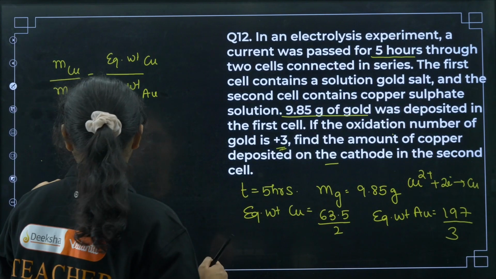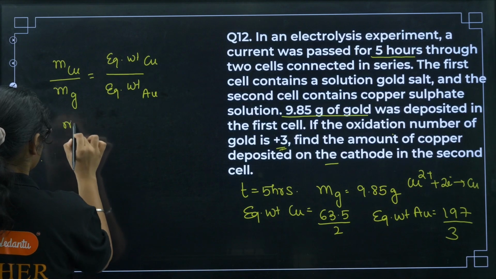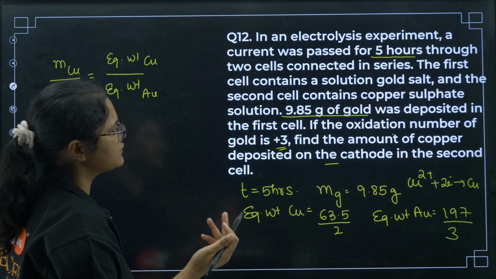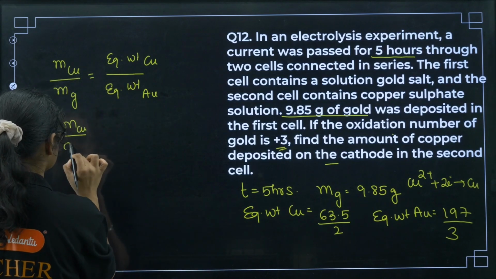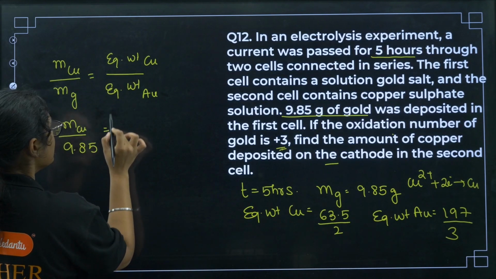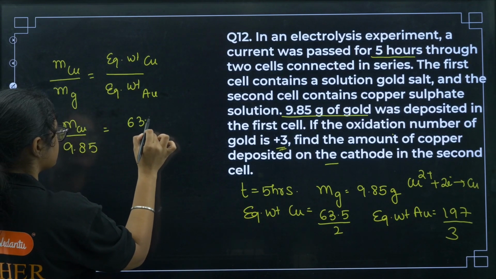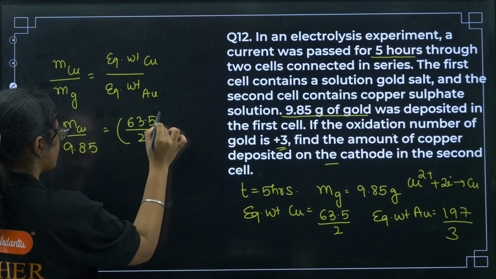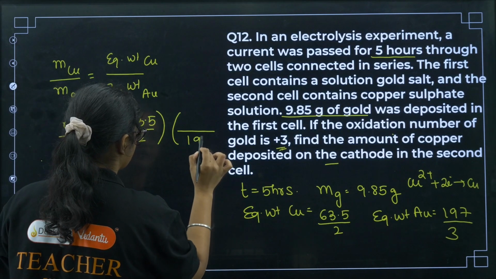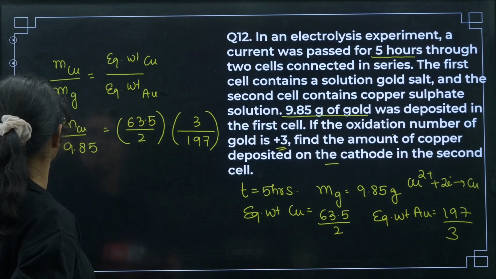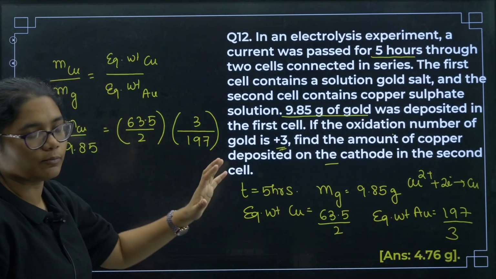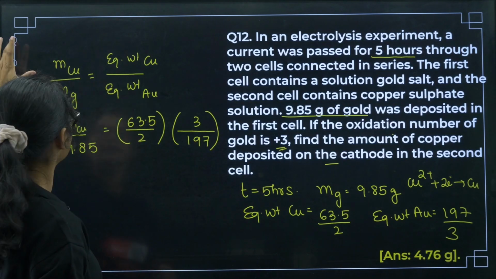So now we can substitute this value. The mass of copper I have to find out. The mass of gold deposited was 9.85 gram. The equivalent weight of copper is 63.5 by 2 and the equivalent weight of gold is 197 by 3. If I solve this and calculate the mass of copper deposited, it will be 4.76 grams.